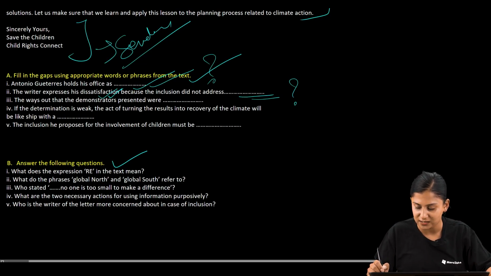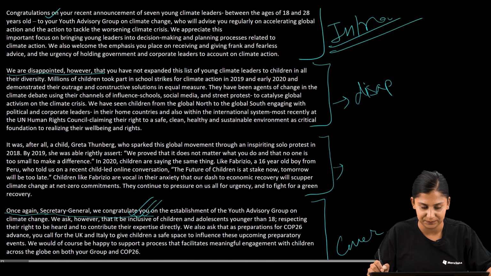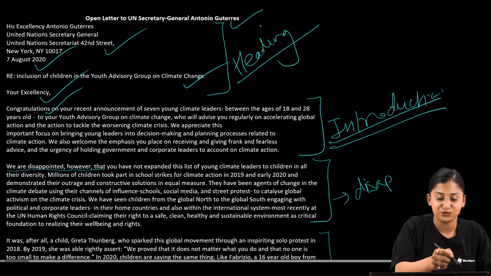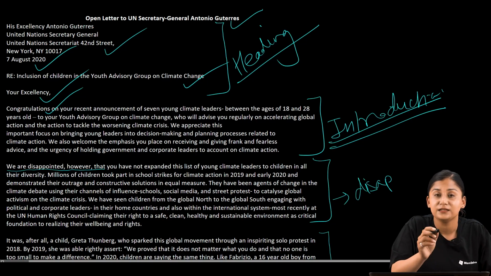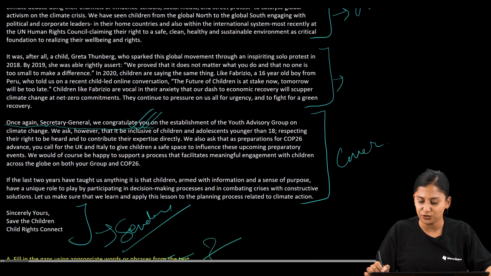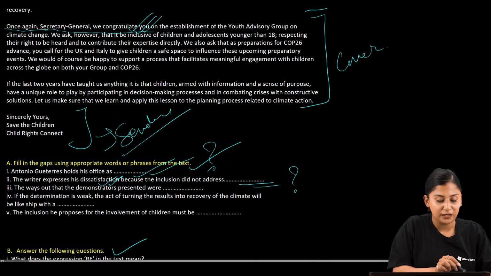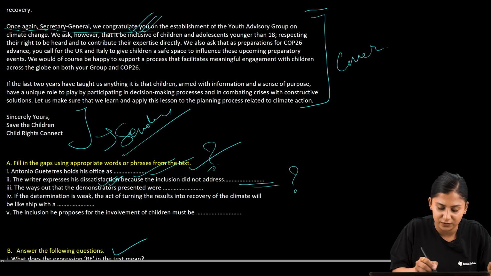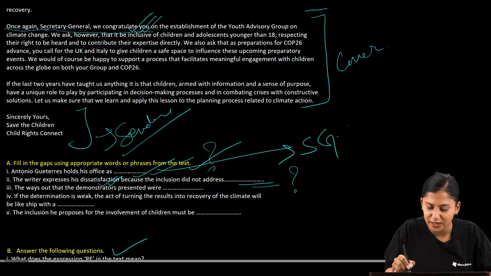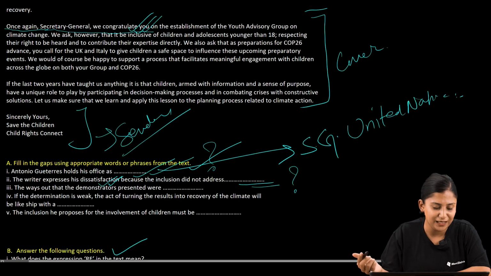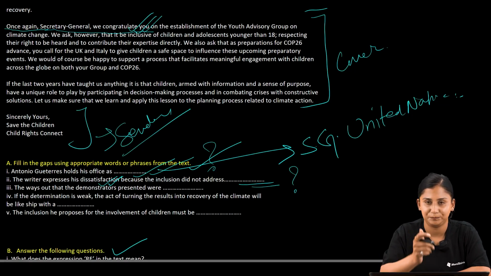Now let us search for the answer for Antonio Guterres. So who is Antonio Guterres? Here we can find Antonio Guterres is Secretary General of United Nations. So what is the position that Antonio Guterres holds? Antonio Guterres holds his office as Secretary General of the United Nations. Now, this was quite easy. Now let us move to the second.